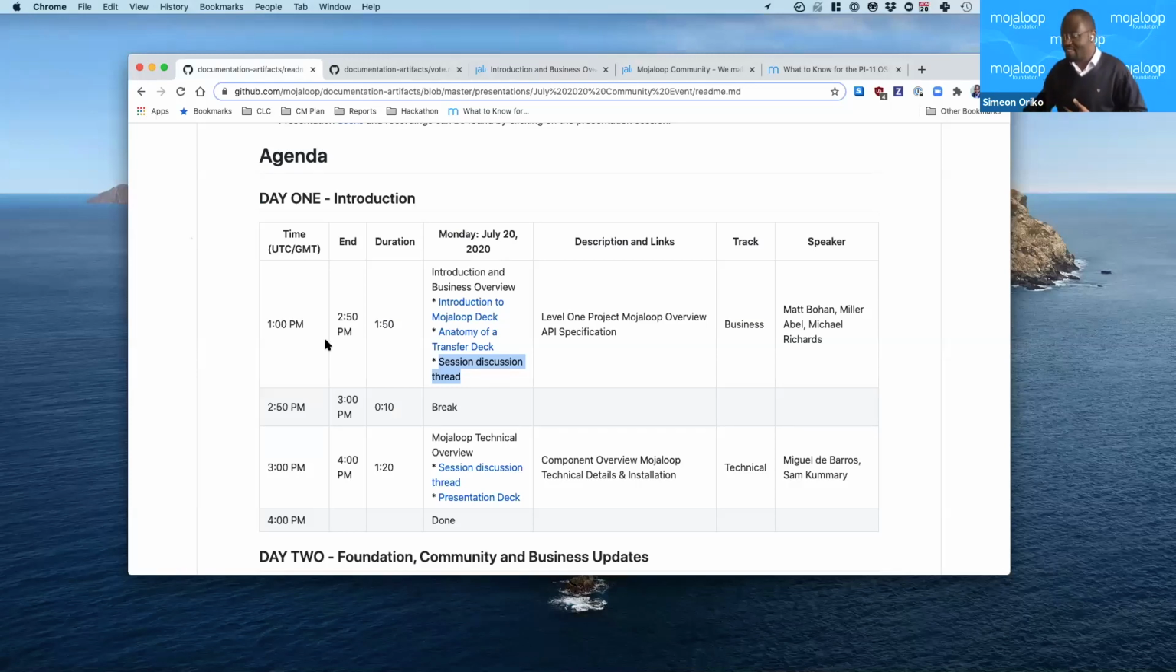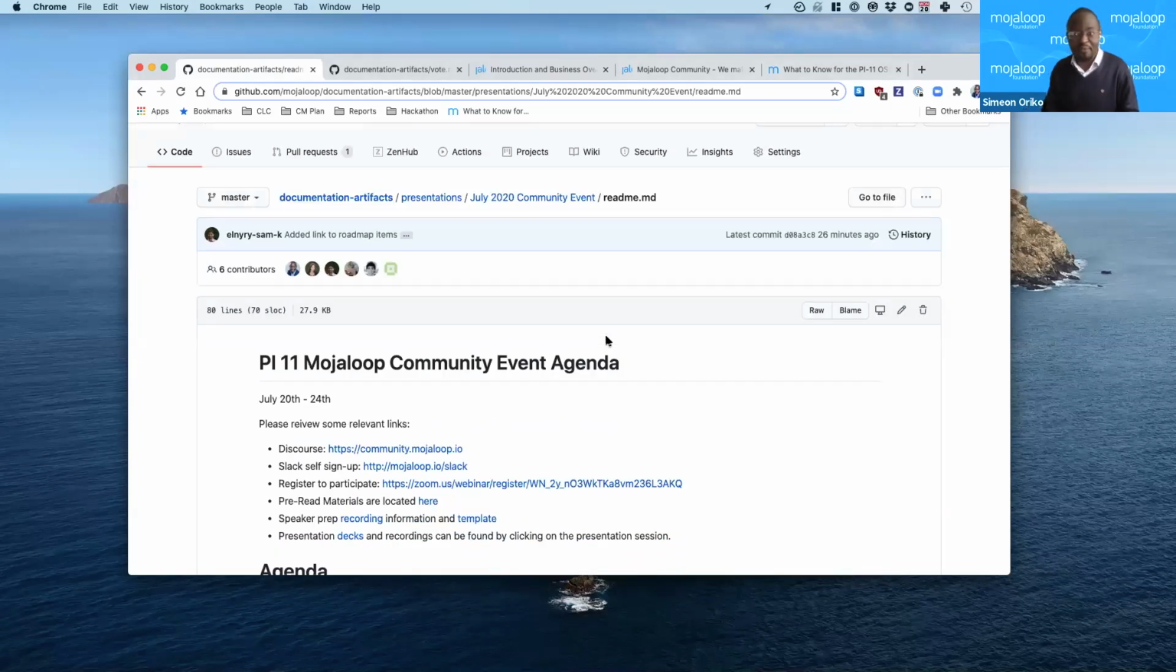Welcome to the Mojaloop PI-11 community meeting. This is one of my favorite events, actually, in the whole cycle, and we've got really good updates. I just want to start off with a couple of announcements.